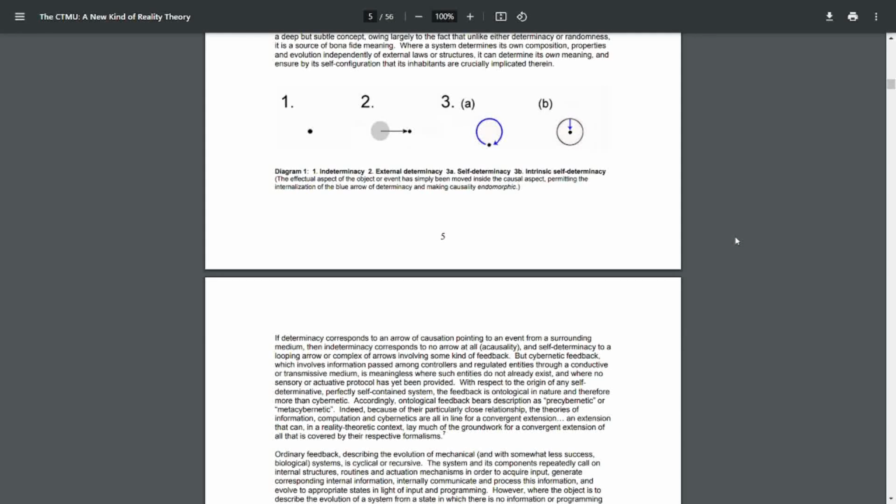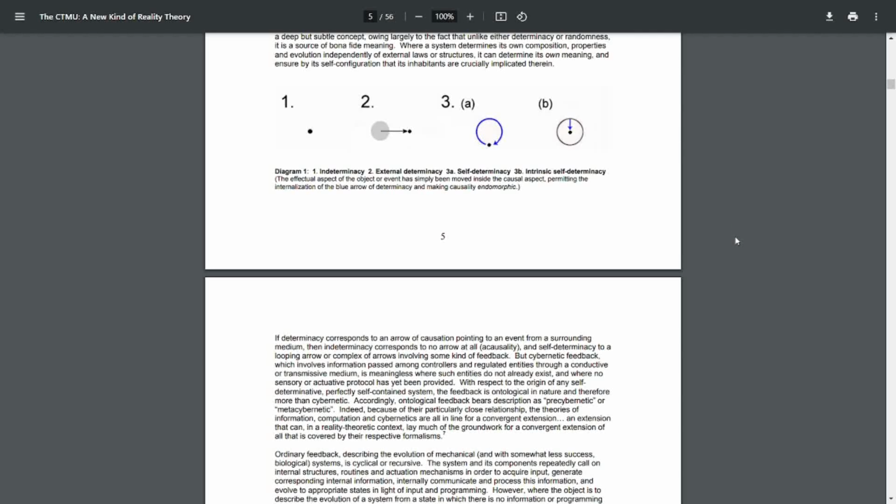If determinacy corresponds to an arrow of causation pointing to an event from a surrounding medium, then indeterminacy corresponds to no arrow at all, acausality, and self-determinacy to a looping arrow or complex of arrows involving some kind of feedback. But cybernetic feedback, which involves information passed among controllers and regulated entities through a conductive or transmissive medium, is meaningless where such entities do not already exist, and where no sensory or actuative protocol has yet been provided. With respect to the origin of any self-determinative, perfectly self-contained system, the feedback is ontological in nature and therefore more than cybernetic. Accordingly, ontological feedback bears description as pre-cybernetic or meta-cybernetic.